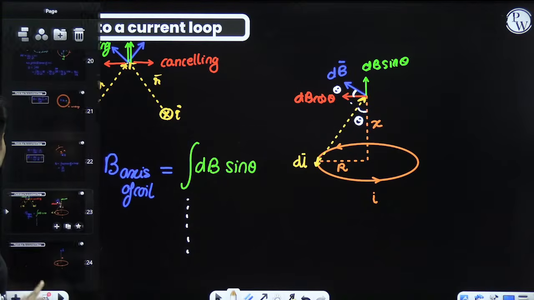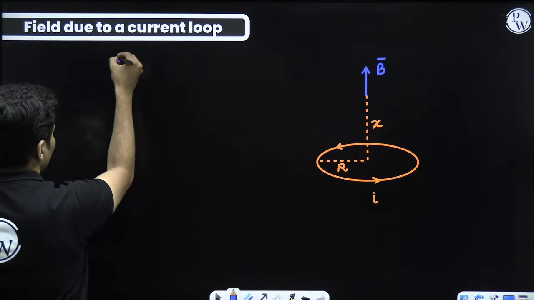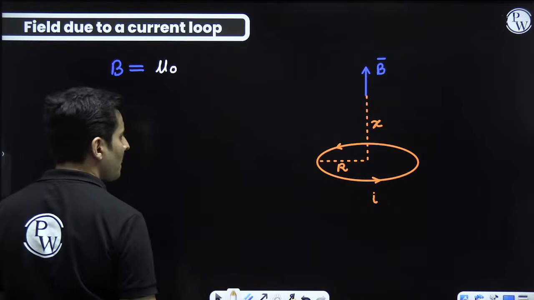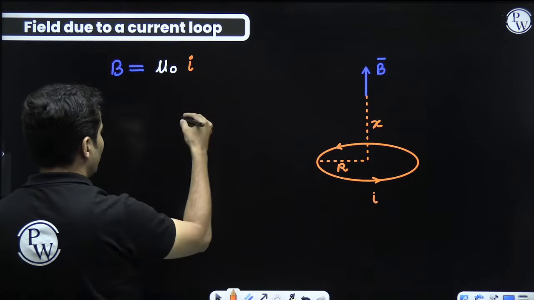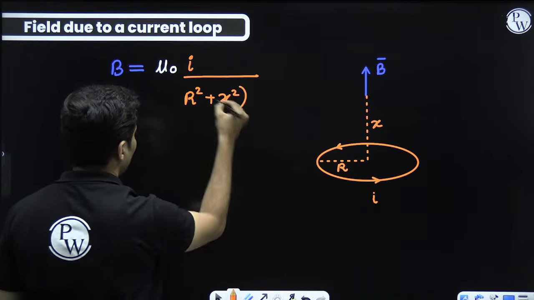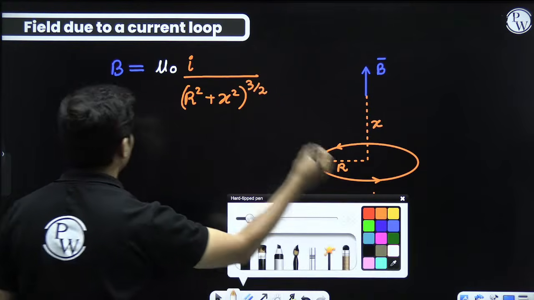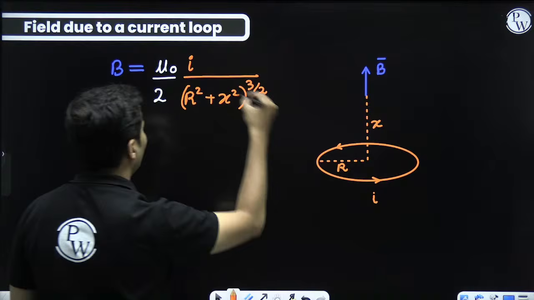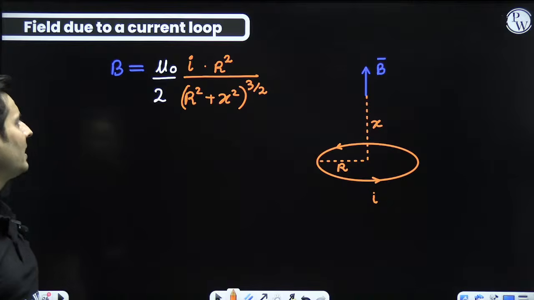That's more than enough. So this particular magnetic field comes out to be, notice, magnitude wise, you will have mu naught definitely. You will also have current I, and then you will have it divided by r square plus x square, whole thing raised to 3 by 2. You also will have the number 2 over here, mu naught I by 2, and lastly over here you will have r square. That's it. This is the answer.